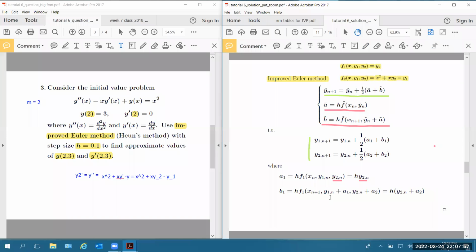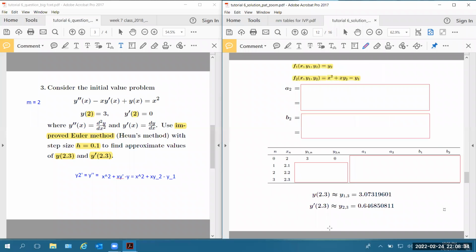Let me show you this. So you see I've got f1, then xn plus 1, and these added together: y1n plus a1, y2n plus a2. Now f1 is equal to this. Remember your f1 is just y2, the last argument here. So where's our last argument here? It's this one. That's why it's equal to h times this. Is it okay? All right, so that's how you get your a1 and b1.